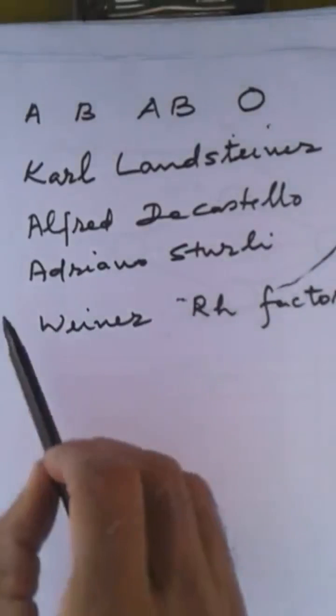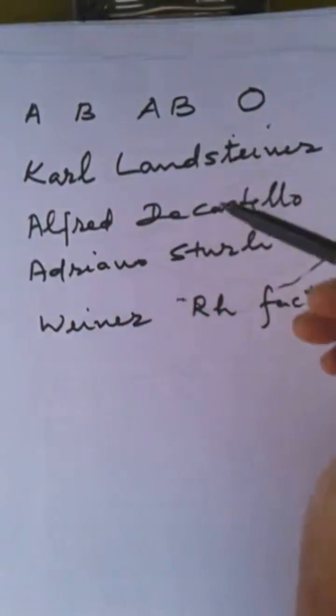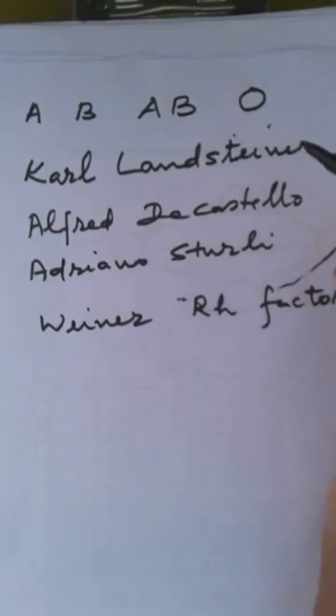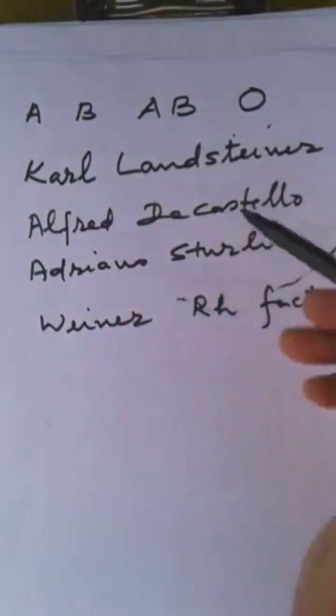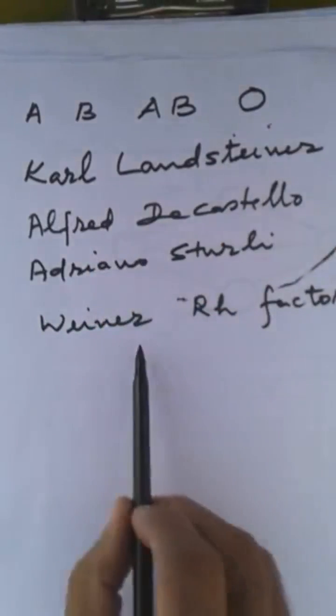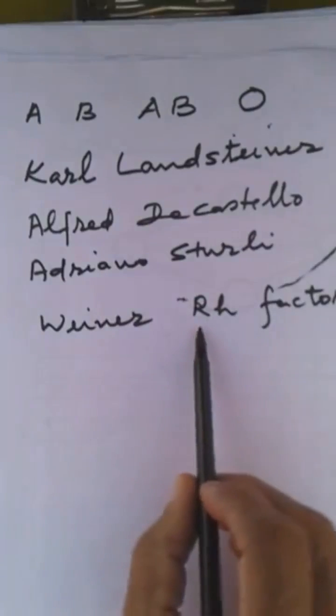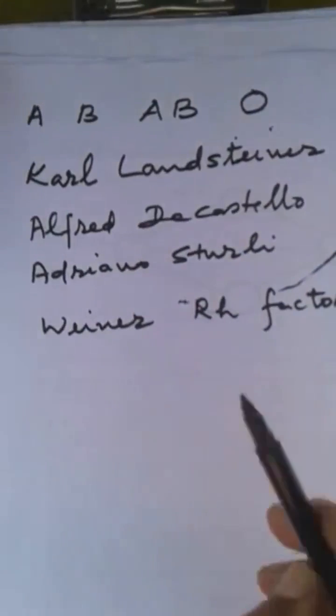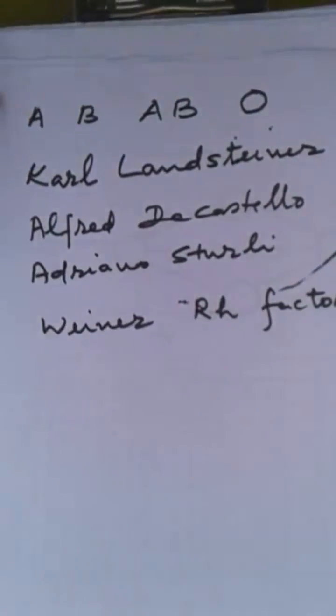And as I explained in the last video, Karl Landsteiner got his Nobel Prize in 1930 for his discovery. Also, Karl Landsteiner, with the help of Mr. Wiener, explained the RH factor. So this was explained in the last video.